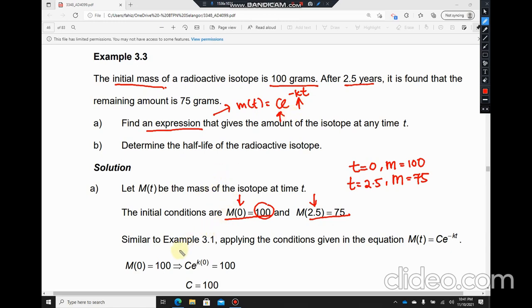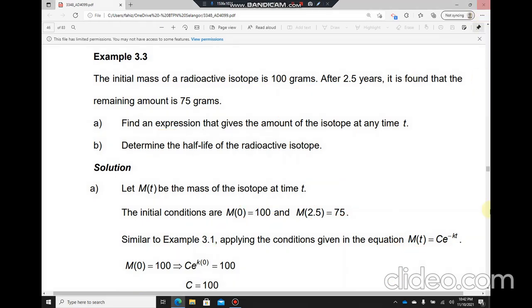Okay. So similar to example 3.1, applying the condition given in the equation, MT equals to CE negative KT. So kita buat cara sama. Maknanya first information, when T equals to 0, M equals to 100. So for equation CE negative KT, M you substitute with 100, CE and then negative K, T you substitute with 0. So you solve this equation, you will get the value of C, which is 100. So kat sini kita dapat nilai C.